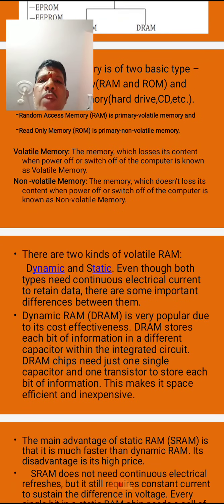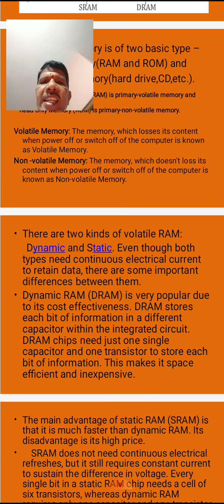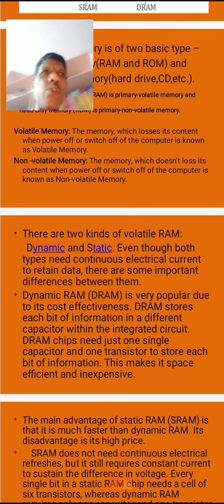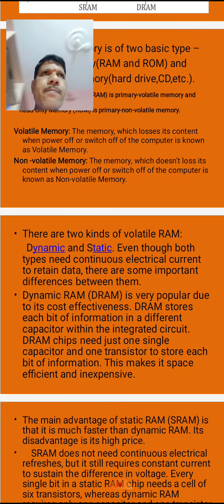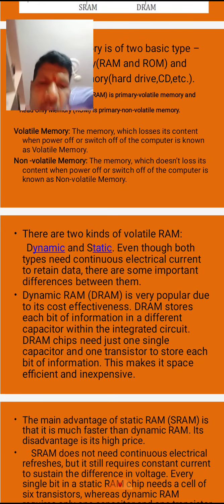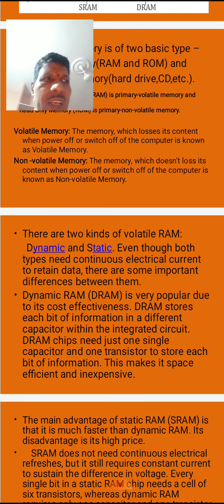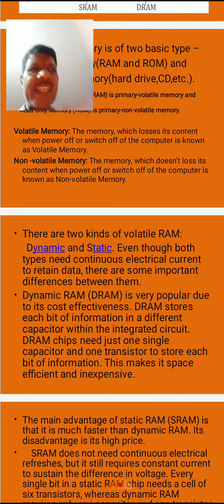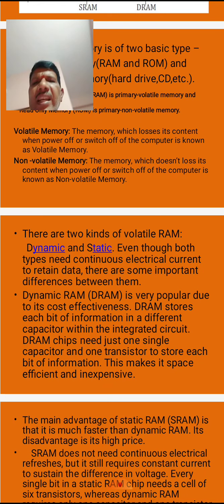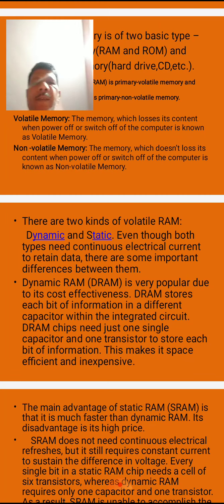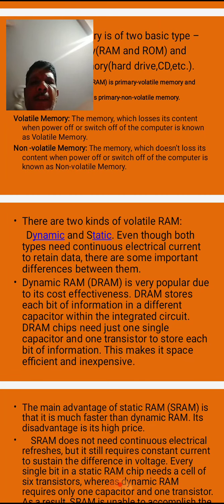Both types need a continuous electrical current to retain data. Suppose the computer is available to process, it needs some power. Sometimes we should provide a battery backup. So if the memory needs to work, it needs power, that is the dynamic and static RAMs both. Then dynamic RAM is very popular due to its cost effectiveness.